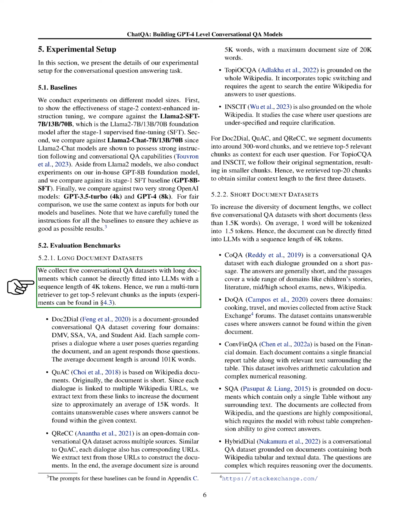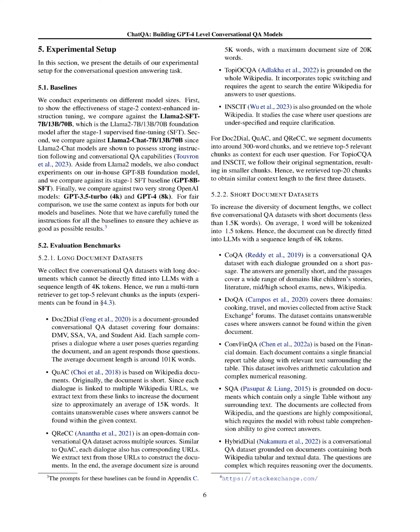These datasets covered a range of topics and had varying document lengths. For some datasets, we segmented documents into approximately 300 word chunks and retrieved the top 5 relevant chunks as context for each user question. For others, we followed their original segmentation, resulting in smaller chunks, and retrieved the top 20 chunks to obtain a similar context length to the first 3 datasets.